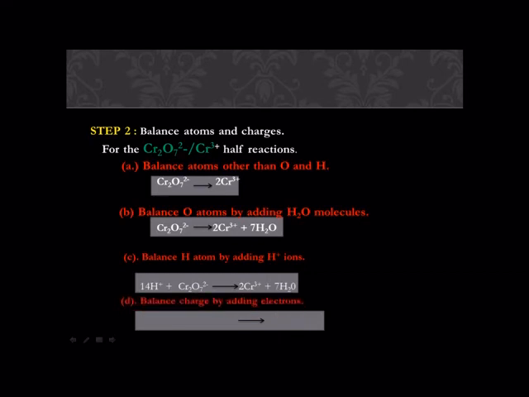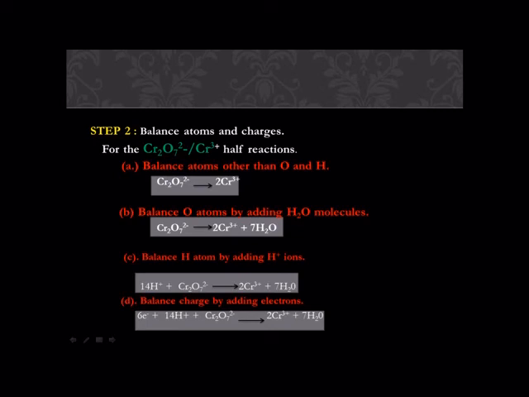In order to balance charge, you add electrons. See, on the reactant side, 14 minus 2, because 14 positive charge and 2 negative charge, so it will be 12 overall positive charge. On the product side, there are 2 times 3, 6 positive charge. So if you subtract 12 minus 6, 6 positive charge is still left on the reactant side. So how do you balance positive charge? You balance positive charge by adding electrons. So you add 6 electrons to balance 6 positive charges. Now you have balanced the number of chromium atoms, oxygen atoms, hydrogen atoms, and also the charges.